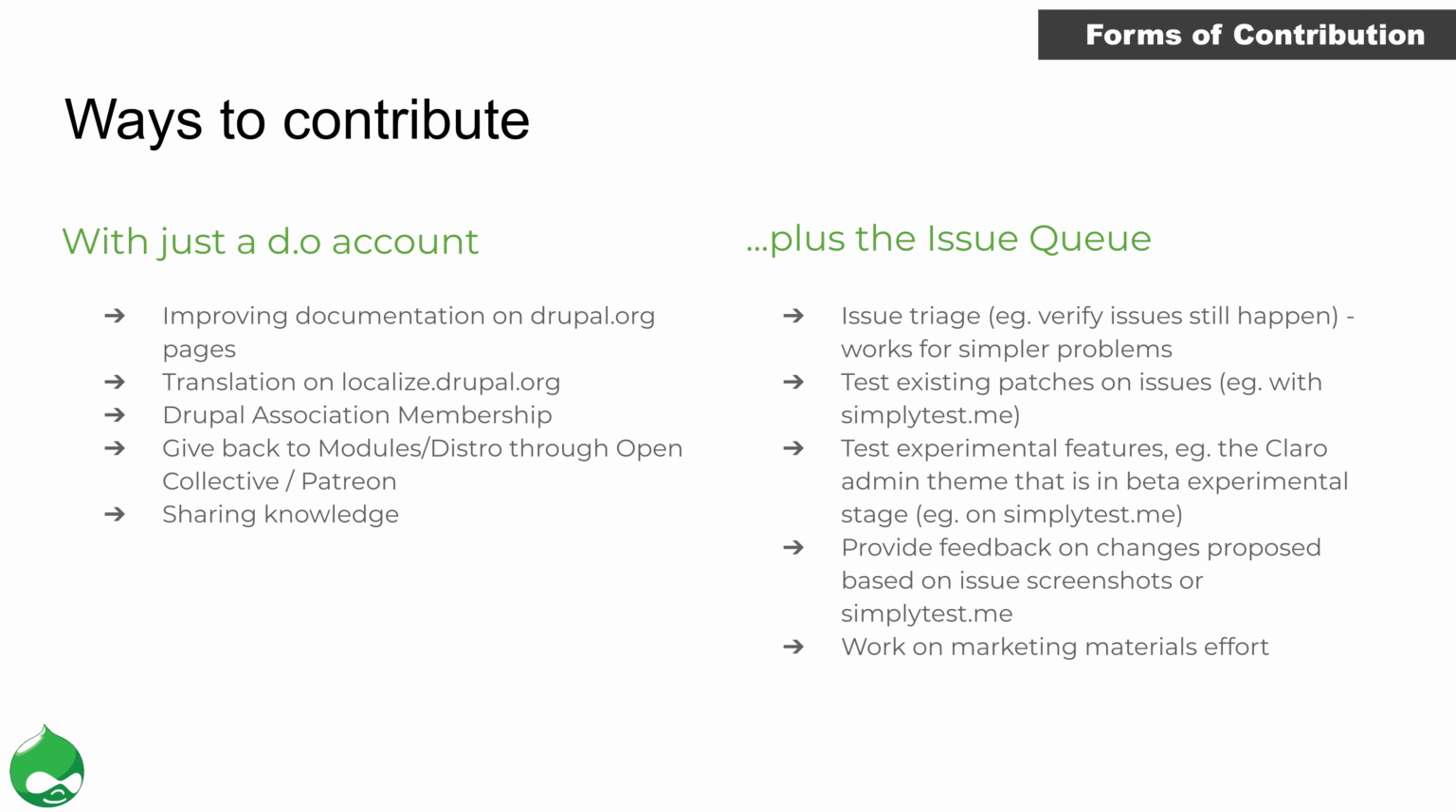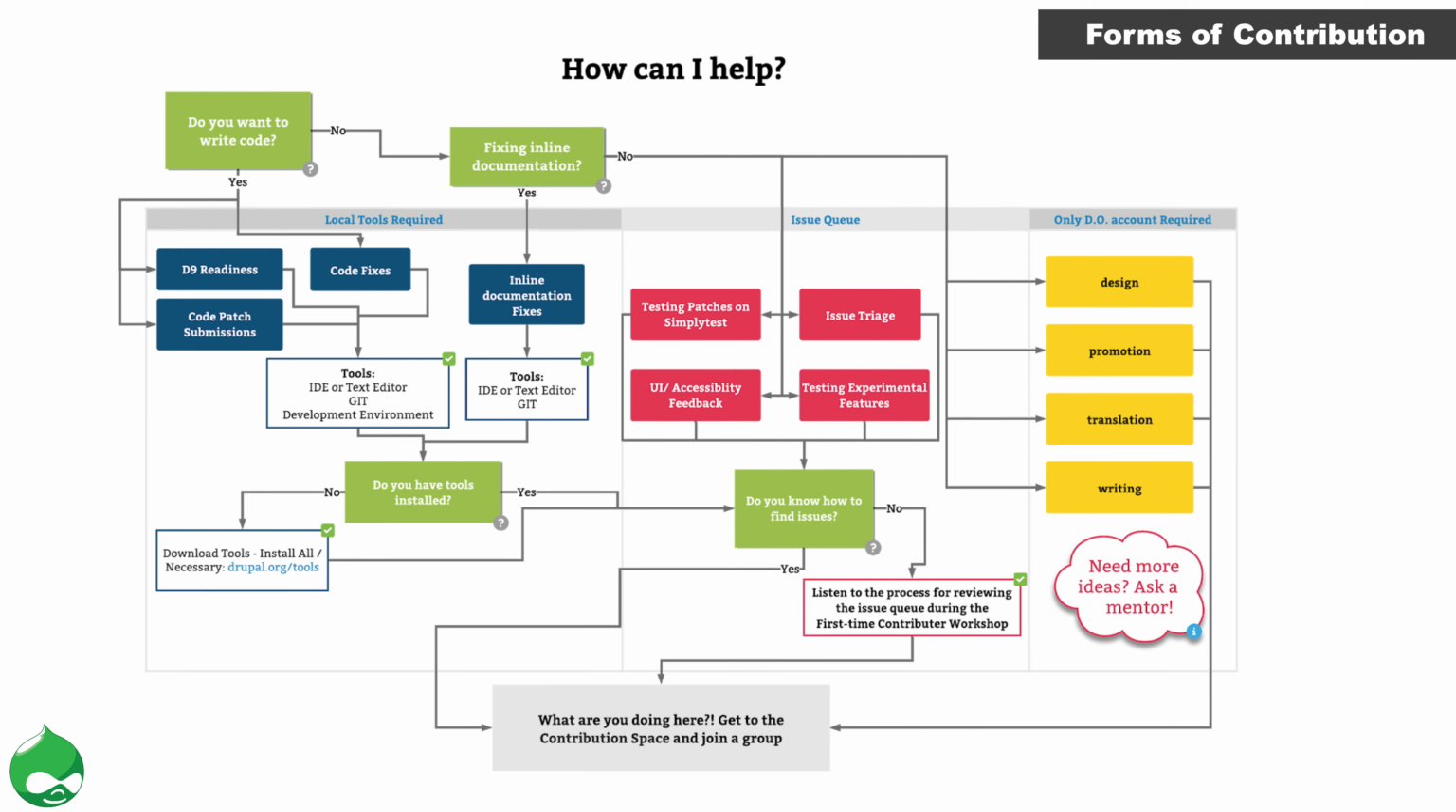For those who like diagrams, this could help guide you to your contribution effort. You might decide you do not want to write any code, but you do want to help with some accessibility fixes, as this is something you are passionate about. So by heading to the issue queue, you can find issues based around accessibility and do testing on them and provide feedback. For this, you will need to know how to use the issue queue. We will be going over the issue queue later on in this video. To jump ahead, look at the timestamps in the description.